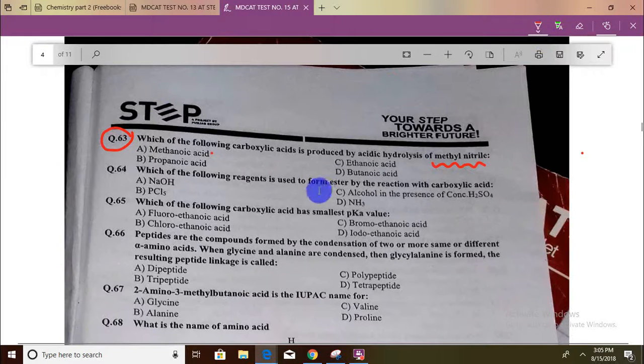So which of the following carboxylic acids has the smallest pKa value? Smallest pKa means highest Ka value, and the higher the Ka value, the more acidic something is. Fluoroethanoic acid, chloroethanoic acid, bromoethanoic acid, or iodoethanoic acid. It should be A because fluorine is the most electronegative, so A is likely to have the greatest electron withdrawing effect and is so likely to weaken the OH bond the most.